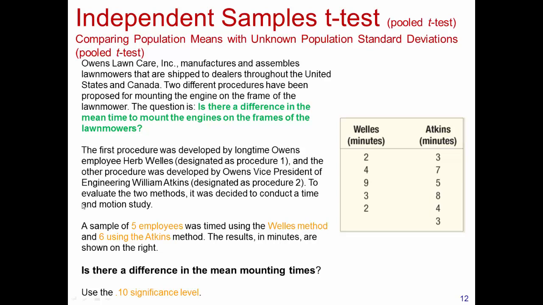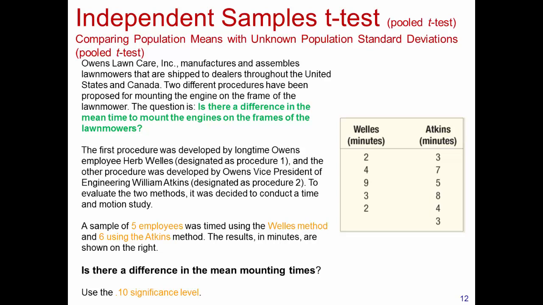So the question is, is there a difference in the mean mounting times? Note that here we are asking the question, is there a difference? That's one of your keywords, and it should give you an indication of how we handle the hypothesis test. Here we're going to use the 0.10 significance level, alpha significance level. So what is the first step?